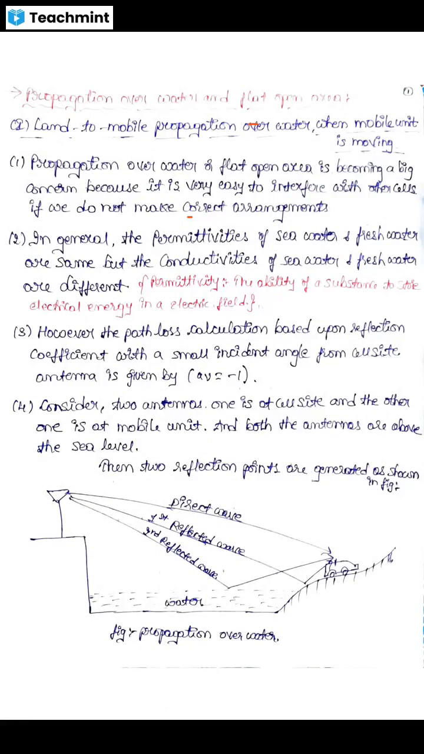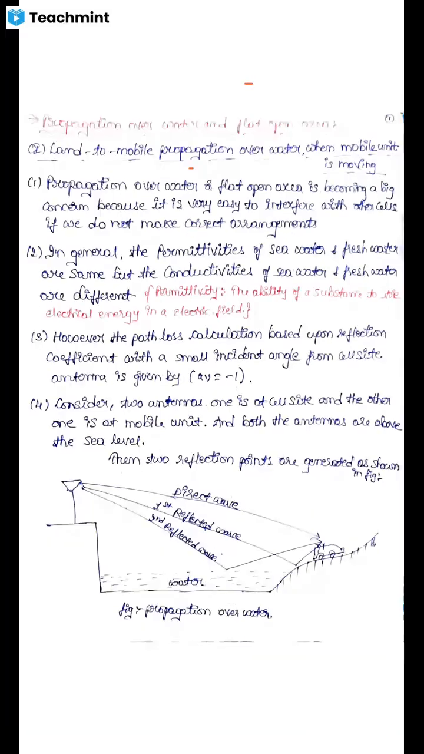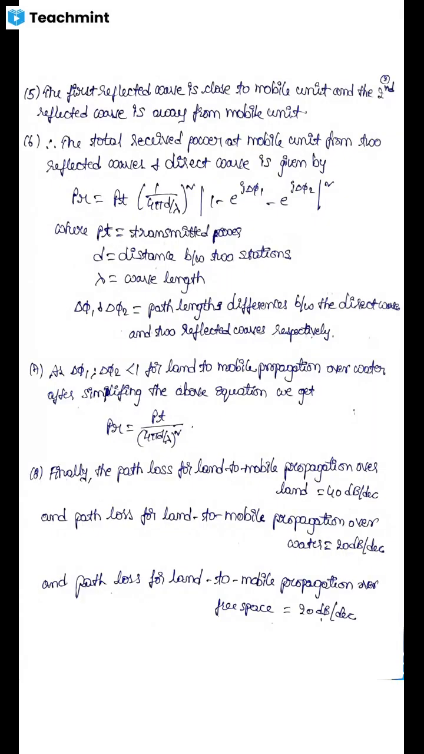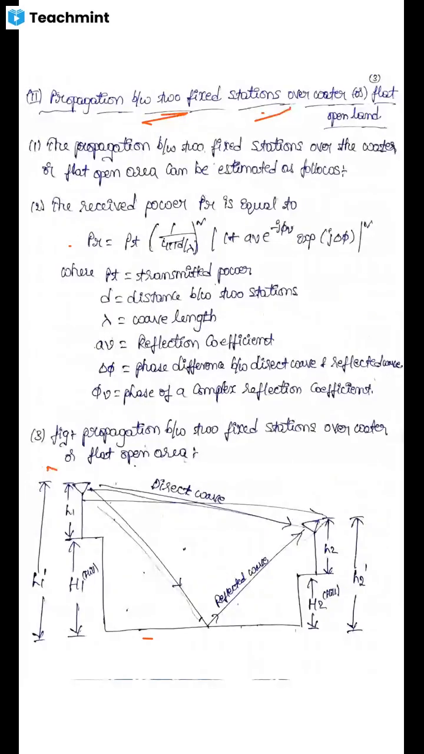Hello everyone. Today we will discuss propagation over water and flat open area. In the last class, we studied the first case, that is land to mobile propagation over the water when the mobile unit is moving. This is the first case we learned in the previous class. Now in today's class, we will learn about propagation between two fixed stations. It is propagation of wave between two fixed stations.